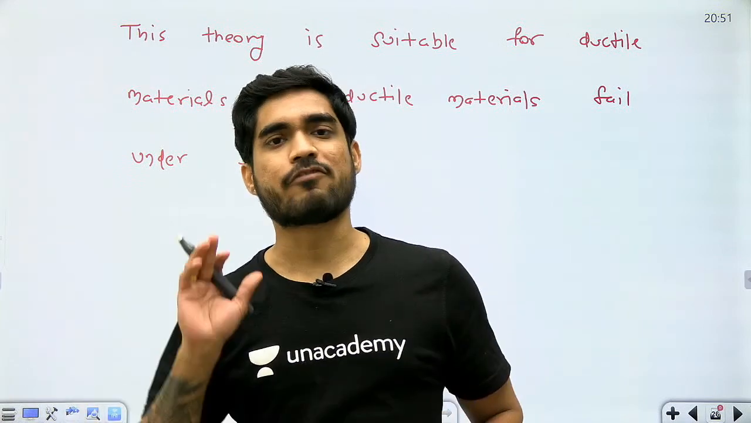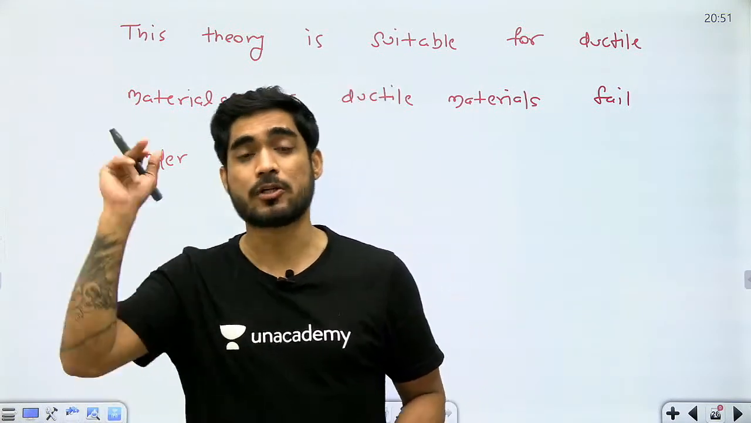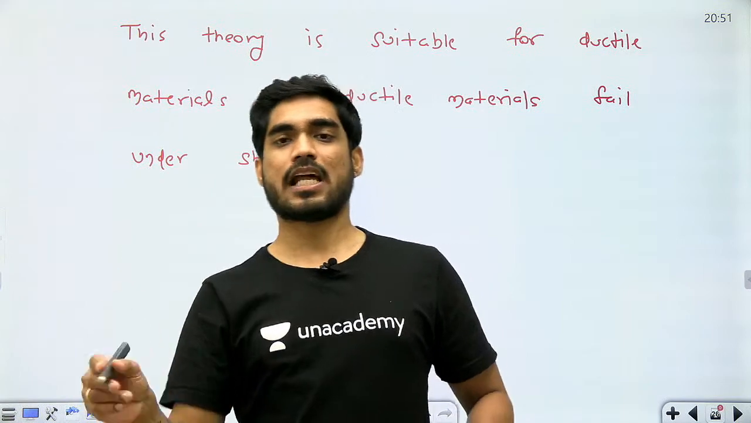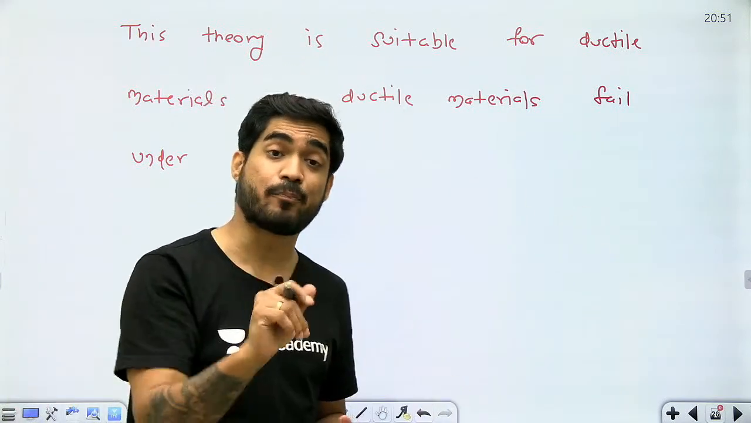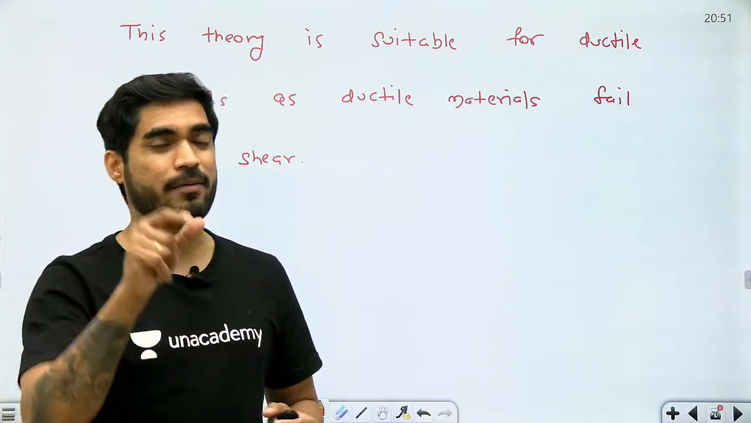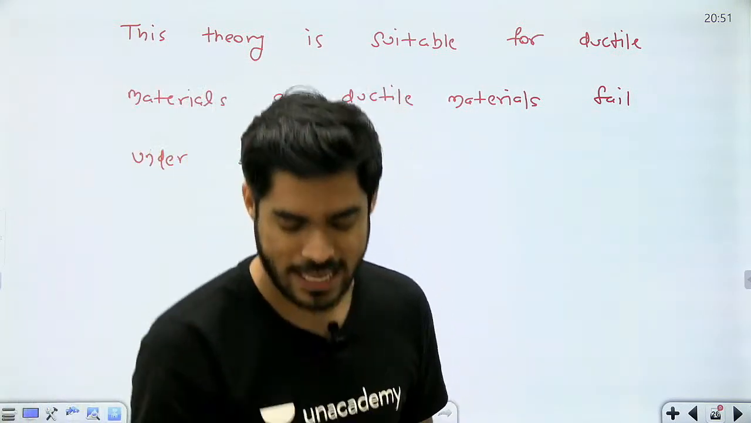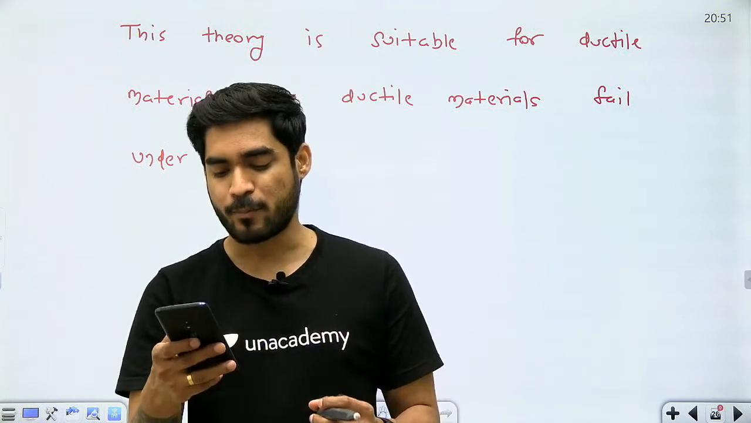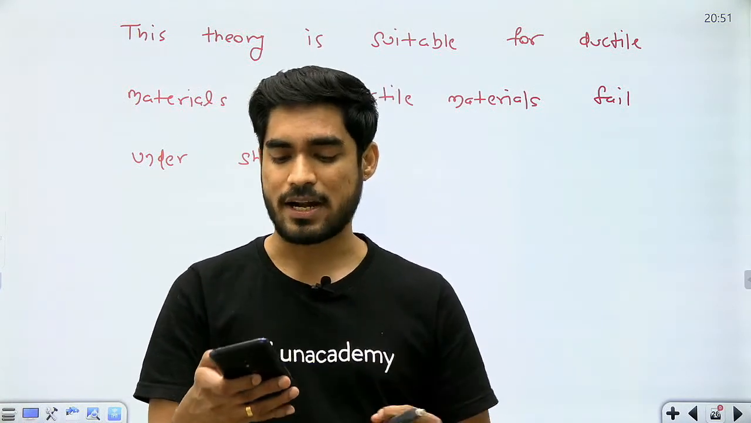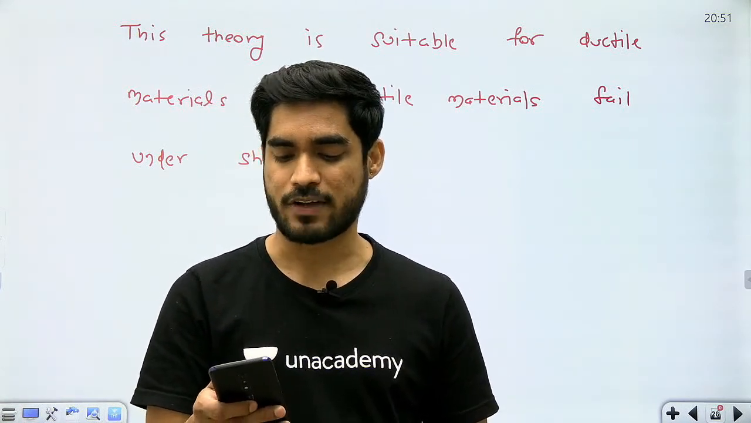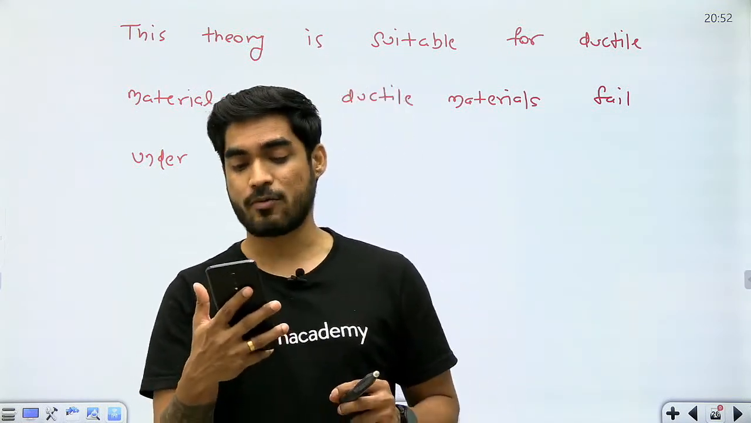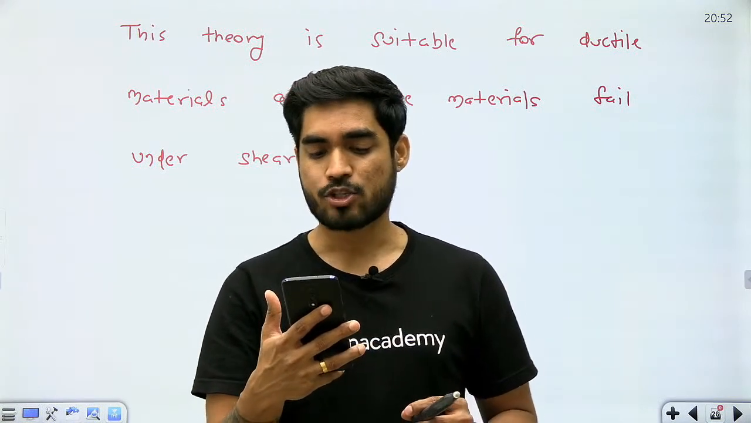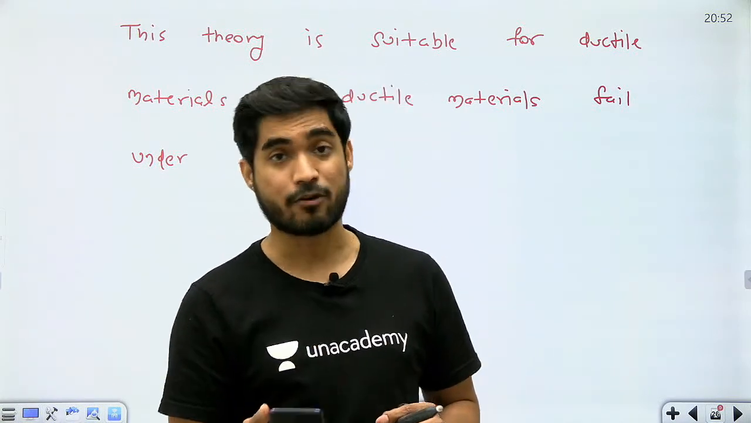So this is not suitable for brittle. Brittle materials fail due to tension, sigma. Ductile material fails due to shear, tau. So is this point clear to you? This is very important from theory point of view. Theory में आपसे पूछा जाएगा बेटा, आपको एग्जाम में भी पूछा जाएगा, आपको इंटरव्यूज में भी पूछा जाएगा. So beta, you need to understand all these points about theories of failure. It is very important from interview point of view also. Interview में भी बहुत सारे question आपको theories of failure पे मिलेंगे. So beta, this is a very important topic from interview point of view also.